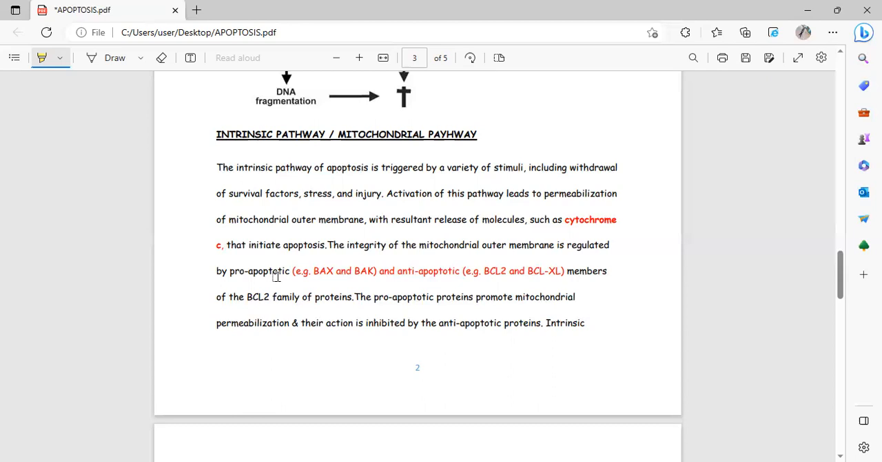So the pro-apoptotic proteins promote mitochondrial permeabilization, and this action is inhibited by anti-apoptotic proteins. Pardon me, this word is giving me a lot of headache to pronounce, but you're getting the concept anyway. These pro-apoptotic bodies are very important in creating pores in the outer mitochondrial membrane so that cytochrome C can leak out. Okay, so let us continue.